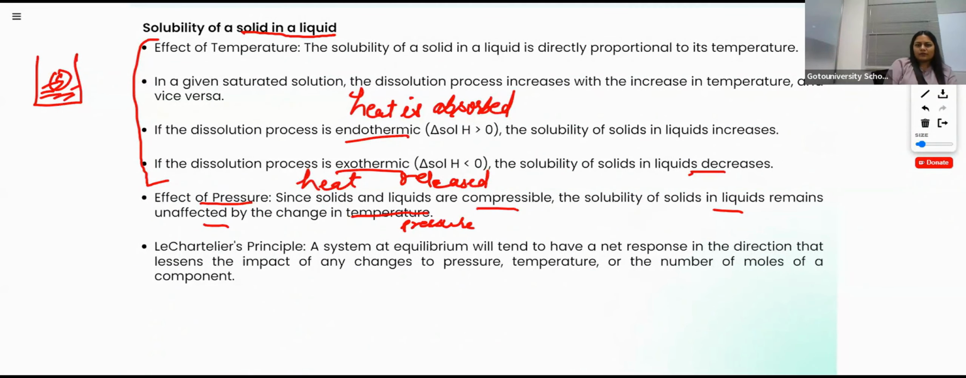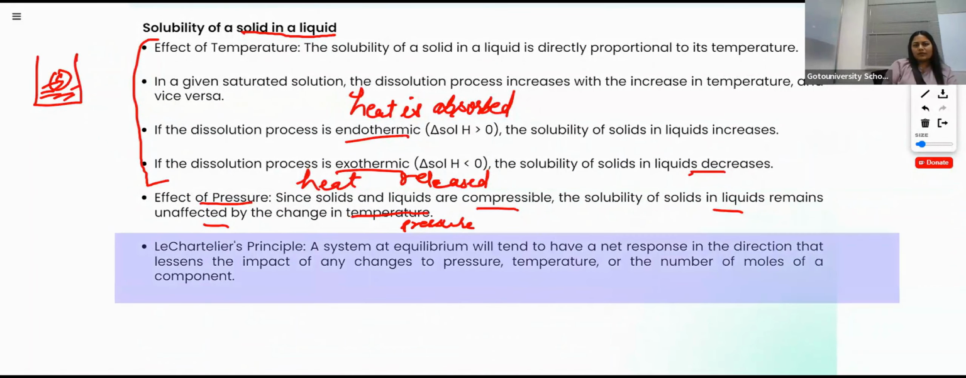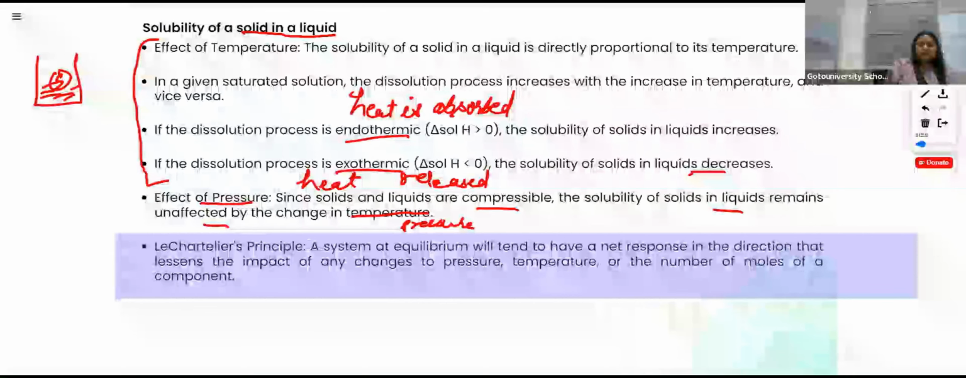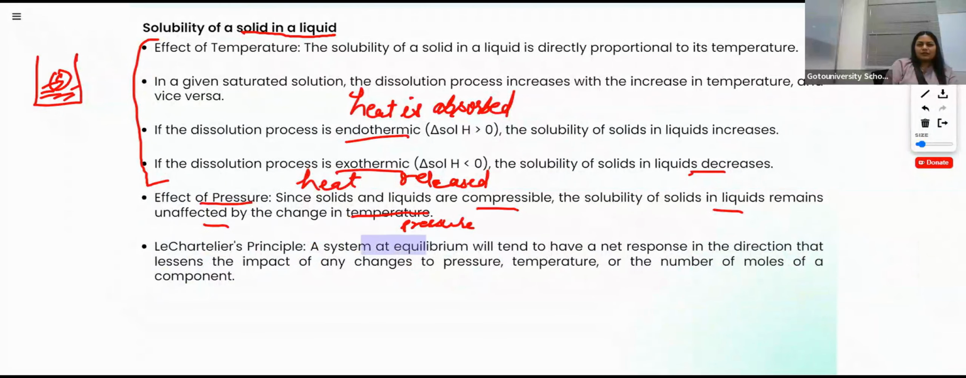Right? So here comes the Le Chatelier principle, that is very, very important. Le Chatelier principle states that at equilibrium, what is an equilibrium? It's a static state, okay, and it will tend to a net response, that means no change in the direction, whether you apply any pressure or temperature.